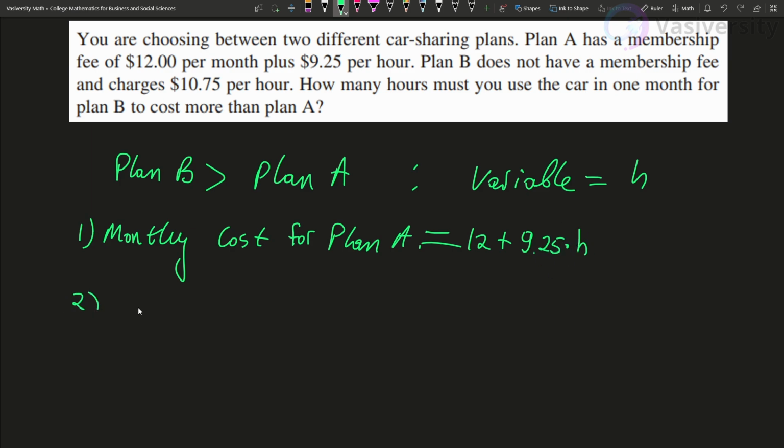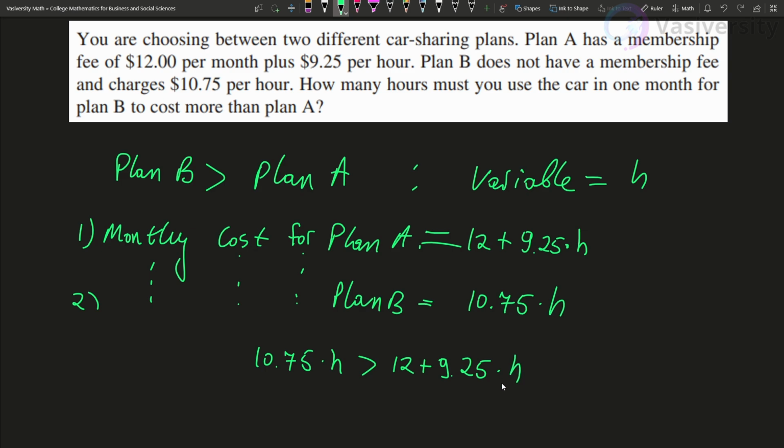And then, once again, the monthly cost for Plan B. Here we just straight up have a charge of 10.75 per hour. So it's going to be $10.75 times hours. Okay, and we're looking for Plan B to be greater than Plan A. So we're going to have 10.75 times h is greater than 12 plus 9.25 times h.